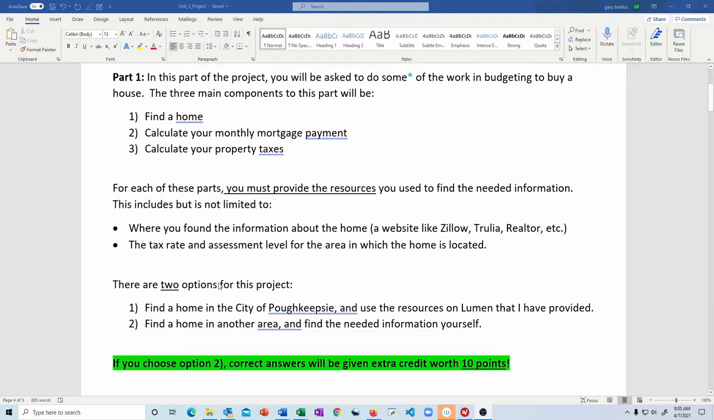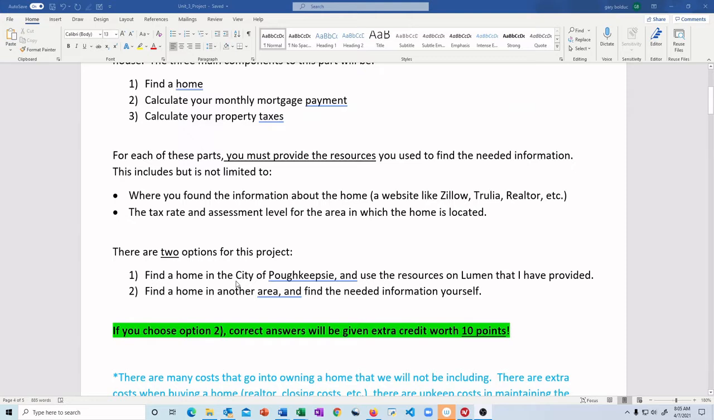So there's two options here. Option one, which I'm going to give you a good amount of information for, so there's not as much work, is we're going to look at a home in the city of Poughkeepsie. In terms of the tax rate and the assessment level, I'm just going to show you directly how to go get those numbers, and that'll make a little bit of the work easier.